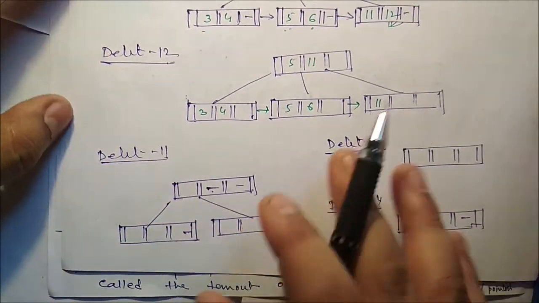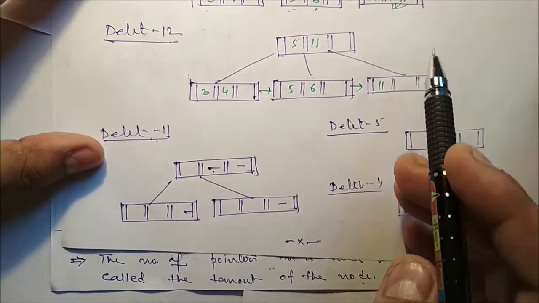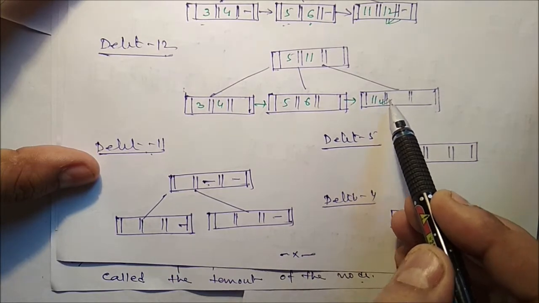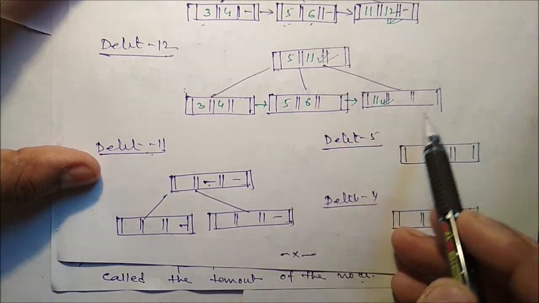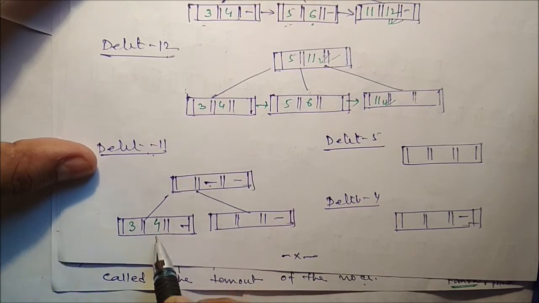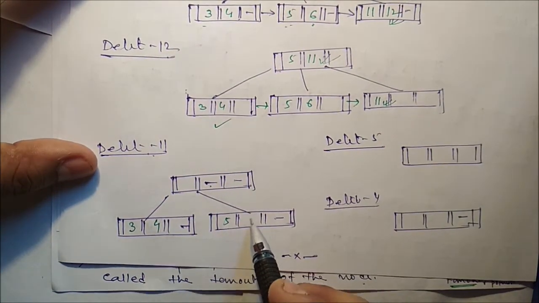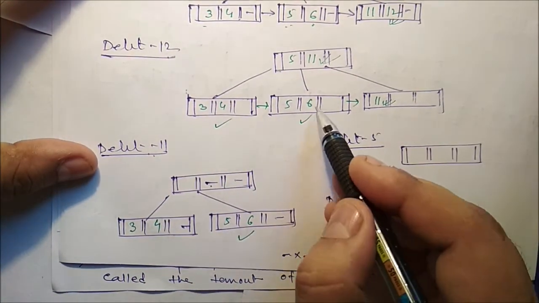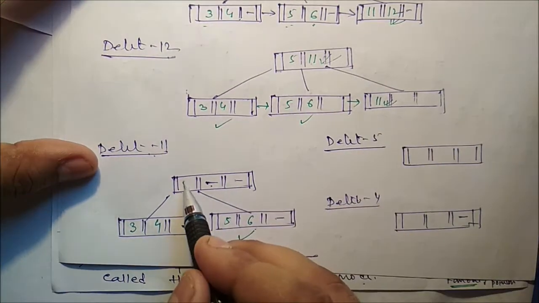Similarly, suppose we want to delete 11. That means we have to remove this 11 as well as this 11. So you have to remove this particular part. So it should be 3 and 4, this node 5 and 6, and you just put 5 in here.